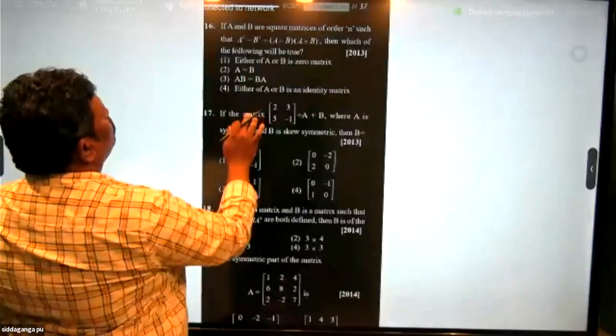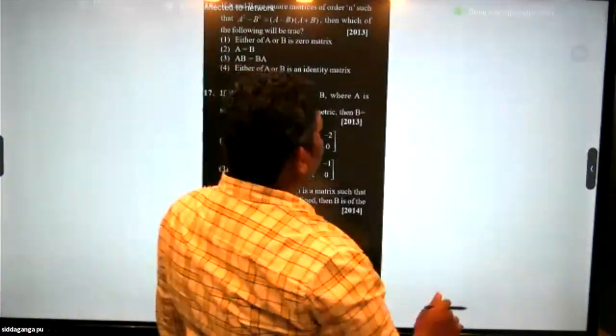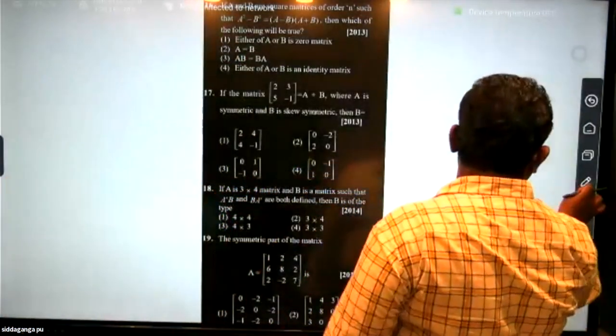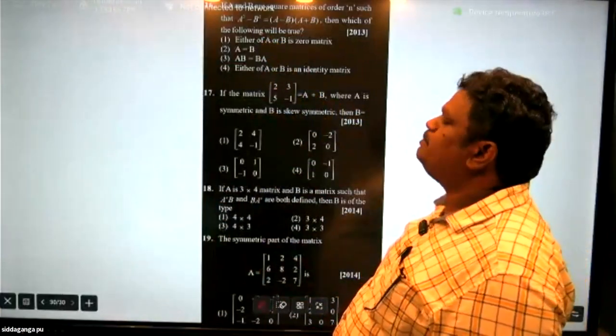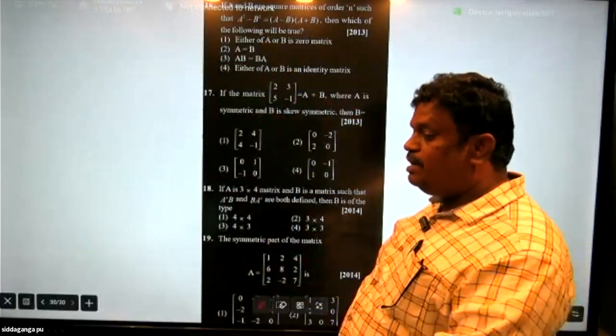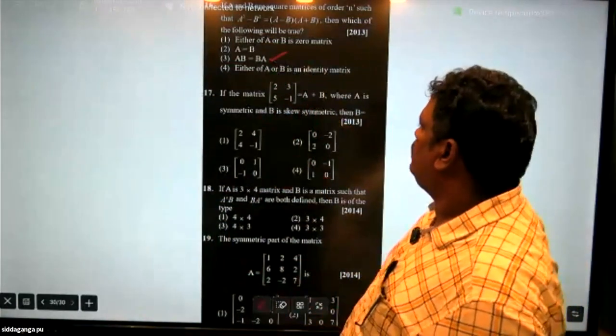Question number 16, Sima. This one is already over, I explained it now. So a square minus b square is equal to a minus b into a plus b. For that to hold, what is the rule I told you? ab is equal to ba. This is the answer. Okay, right, leave it.